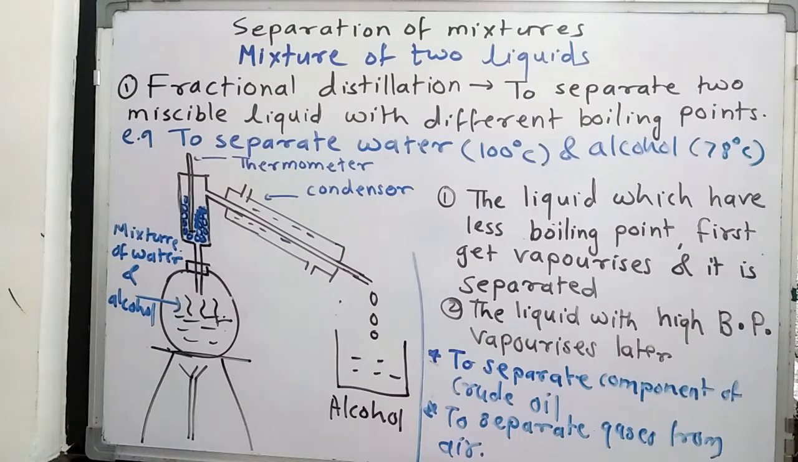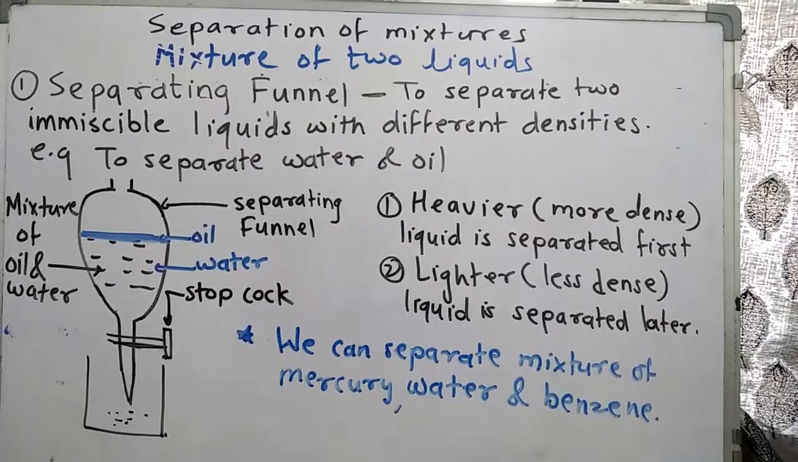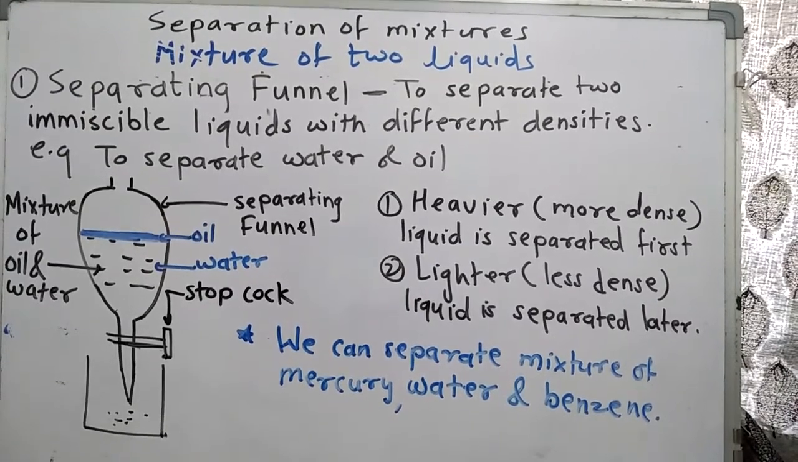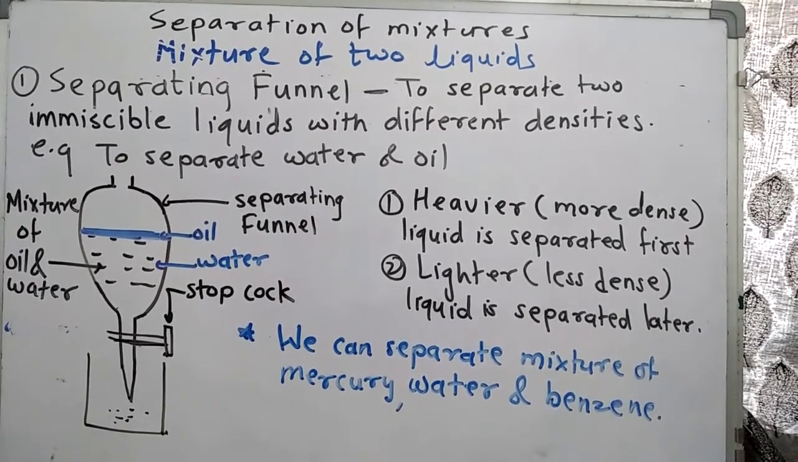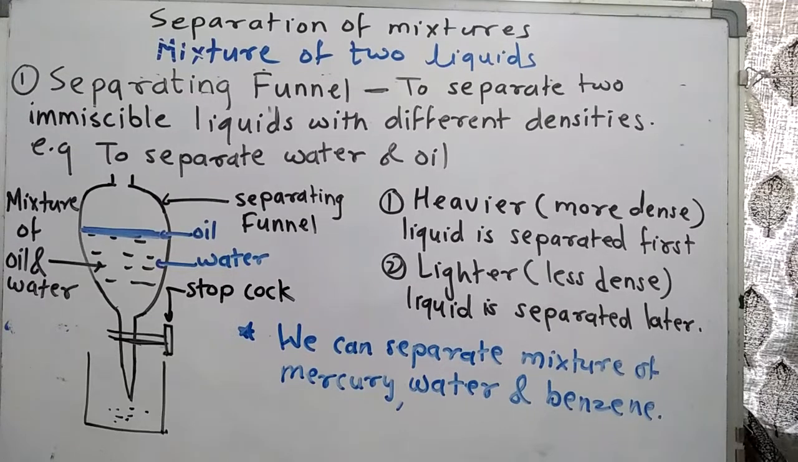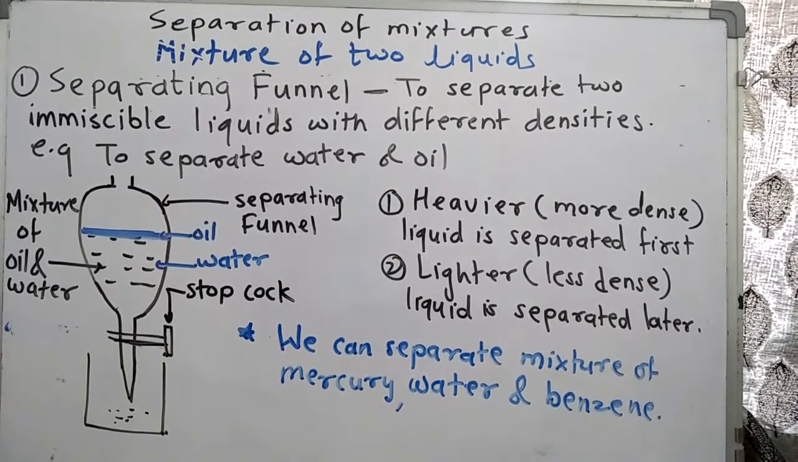Second method we have for the separation of liquid, but for immiscible liquids, means liquids which are not going to mix with each other. That is the second method for separation of liquids. Now second method of separation of liquid is called the separating funnel. So first method was fractional distillation, in which we need miscible liquids. In separating funnel, we can separate two or more liquids which are immiscible. Immiscible means they are not going to mix with each other, and there should be a difference in their densities.